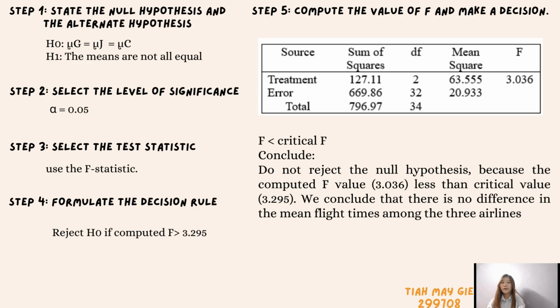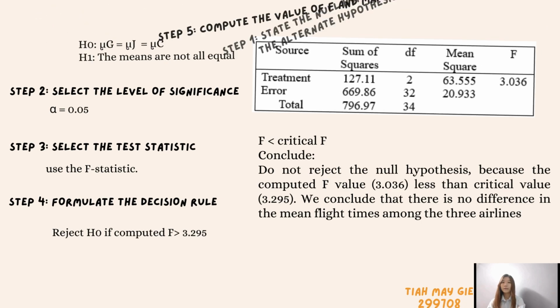So we can get the computed F by MST 63.555 divided by MSE 20.933, equal to 3.036. For the conclusion, do not reject the null hypothesis because the computed F value 3.036 is less than the critical value 3.295. We conclude that there is no difference in the mean flight times among the 3 airlines.